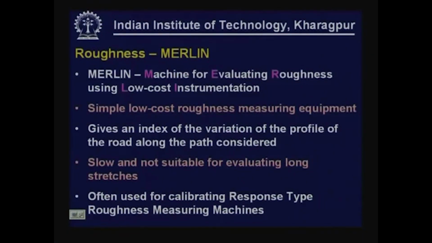However, this is often used for calibrating response type roughness measuring machines, because the roughness that we measure using a Merlin machine is not a response type. It is somewhat like an absolute parameter. So, this can be considered a standard measure of roughness for a given road, which does not change significantly with time if the same equipment is used, as long as the machine is kept in a standard format and standard conditions are maintained. So, we are likely to get more or less similar roughness values. That is why it is normally used to calibrate response type equipment.